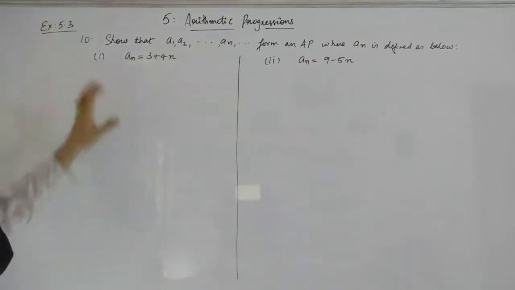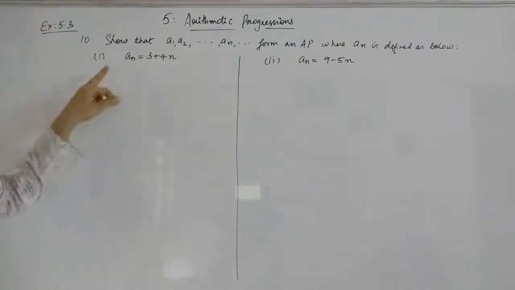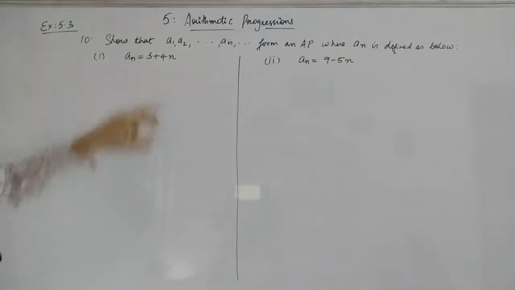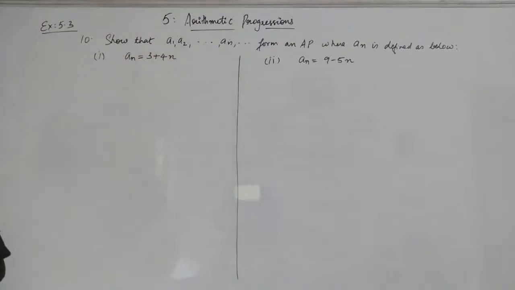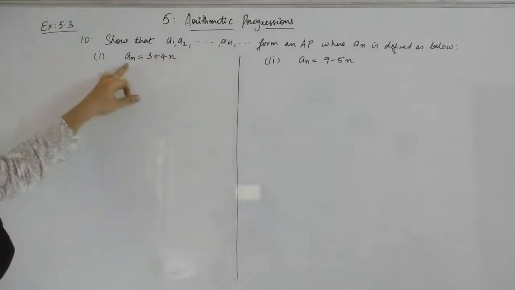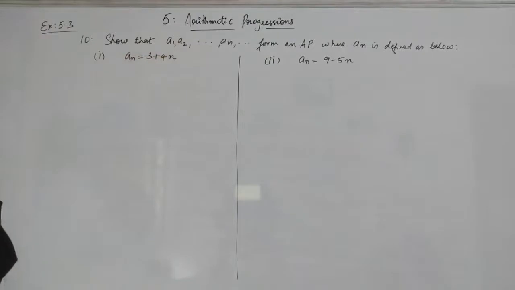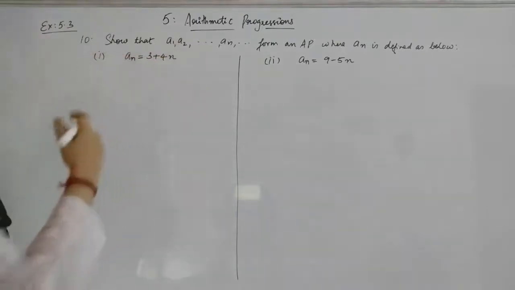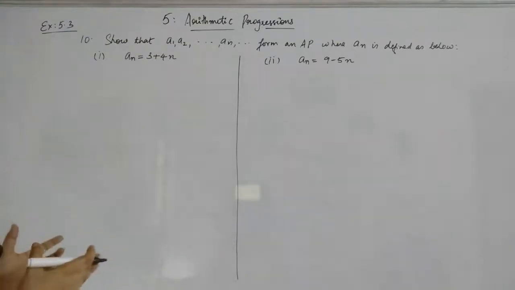Next one is 10th, which is show that a1, a2, etc., an, etc. form an AP where an is defined as below. So you have two subdivisions. First one is an is equal to 3 plus 4n. Now how will you find out a1, a2, etc., an? You will just replace your n with 1, 2, 3, etc. integers, or you can say natural numbers, to get your a1, a2, etc., that is first term, second term, etc. And after that we will just see whether the difference in between them is same or not. If it is same, you can say that you have a common difference, so that it forms an AP.